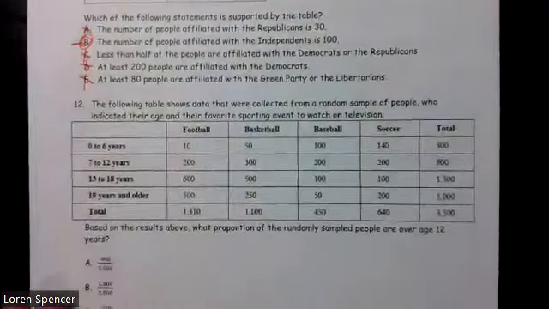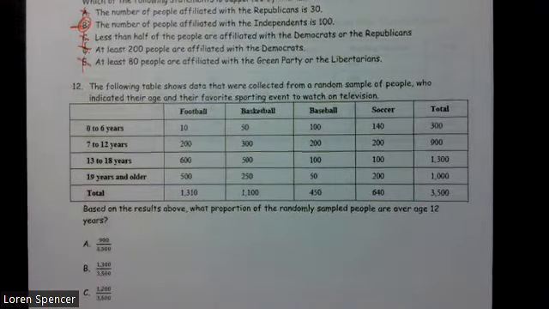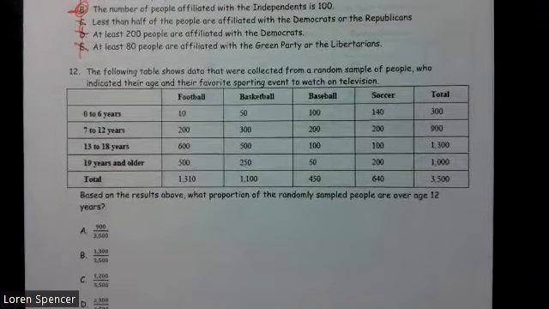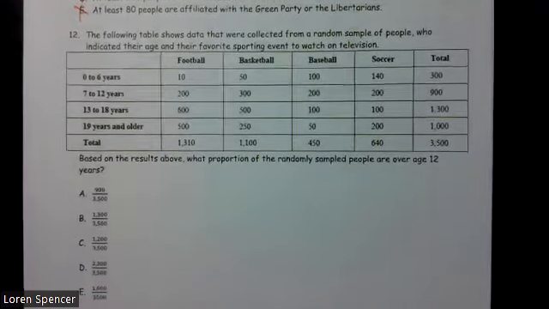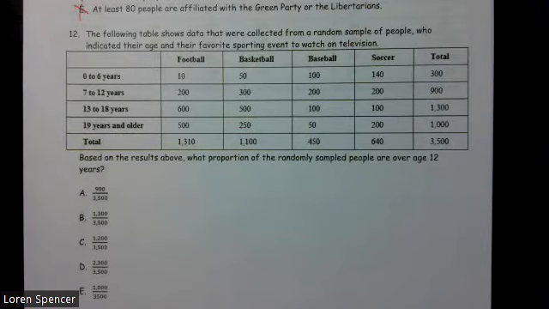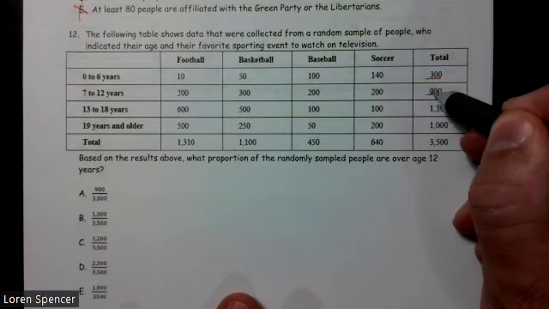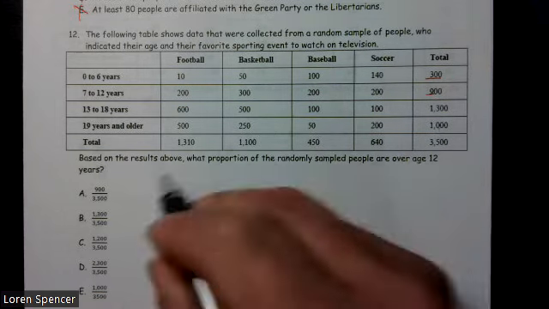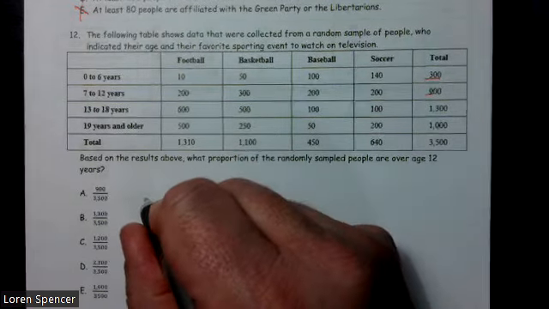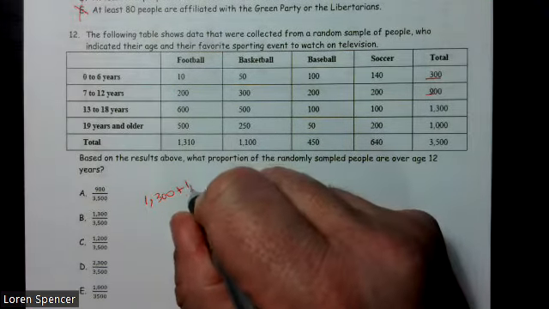All right, the following table shows data that were collected from a random sample of people who indicated their age and their favorite sporting event to watch on TV. Based on the results above, what proportion of the randomly selected people are over the age of 12? Well, that means not this and not this. So it's 1,300 and 1,000.